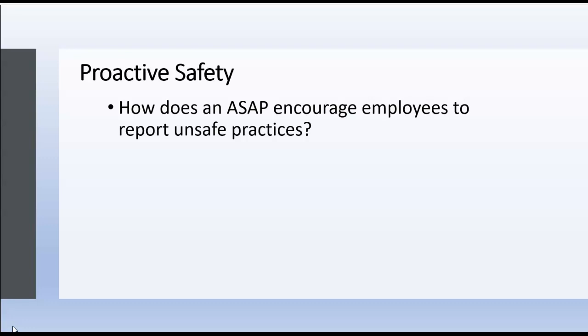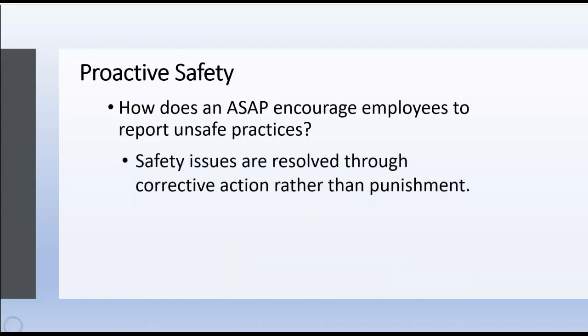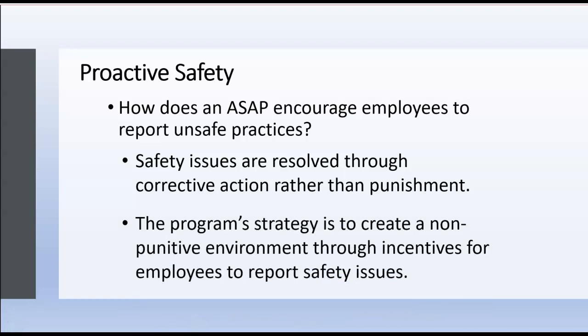So how does ASAP encourage employees to report unsafe practices? Safety issues are resolved through corrective action. So it's known as a non-punitive proactive safety program. Instead of punishment, the program corrects unsafe conditions and unsafe practices through corrective action. The program's strategy is to create a non-punitive environment. In other words, anyone who reports a safety issue is assured that they won't be punished. And also incentives can be furnished for employees to report safety issues.